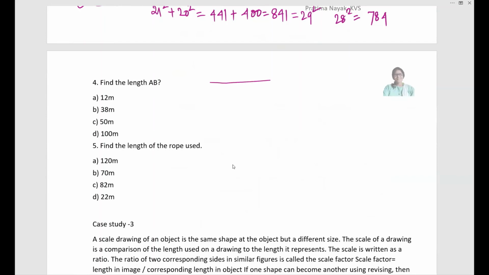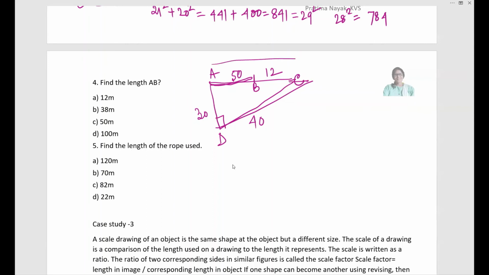Drawing the figure again. This was 30. This was 40. This was 50. This is 12. And this is 30. This is 90 degrees. The question is AB. We got it because the total is 50. So AB is 50 minus 12, that will be 38.